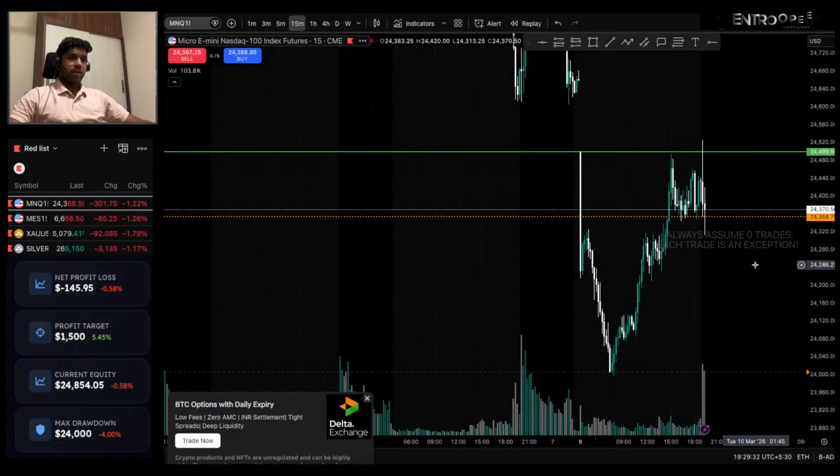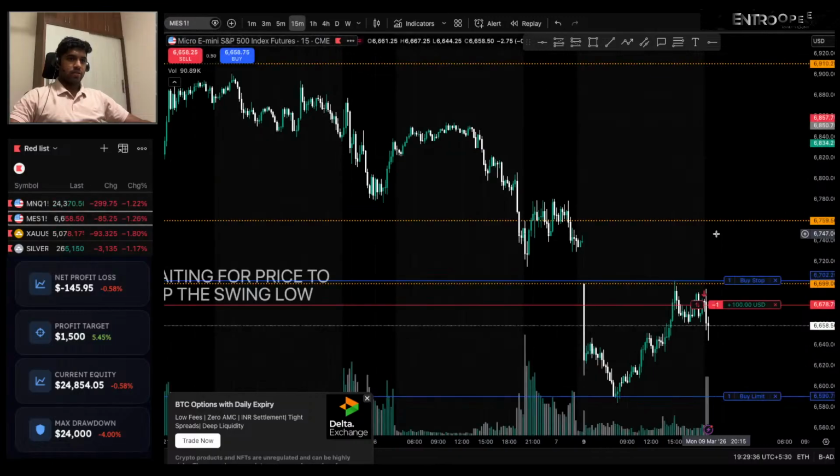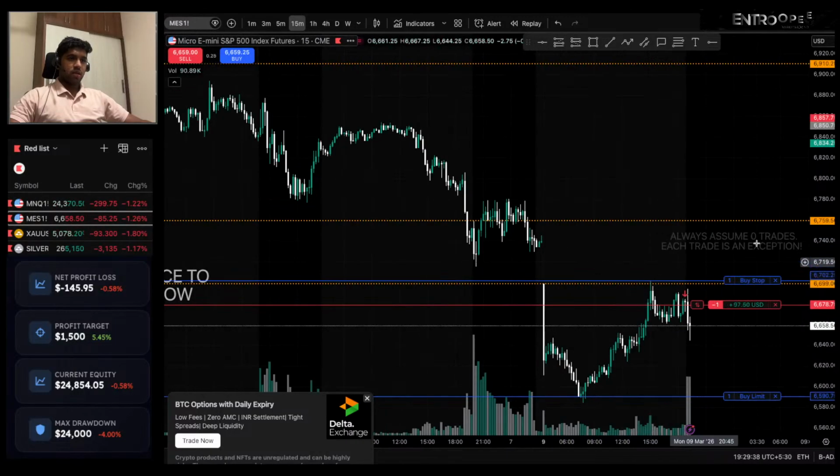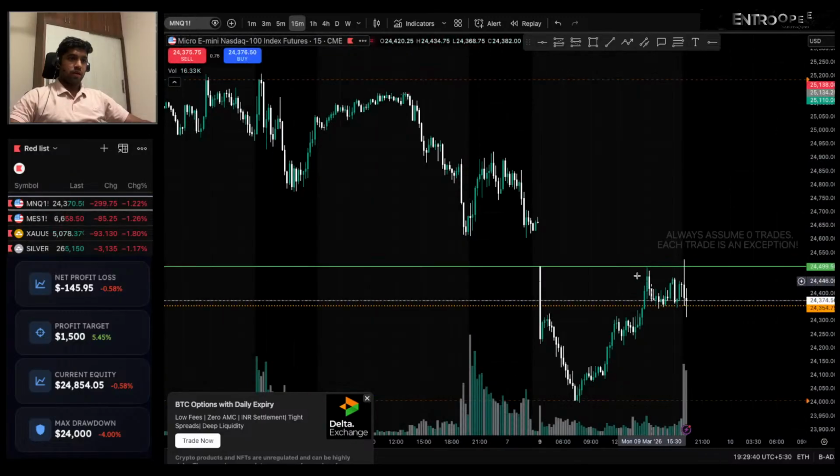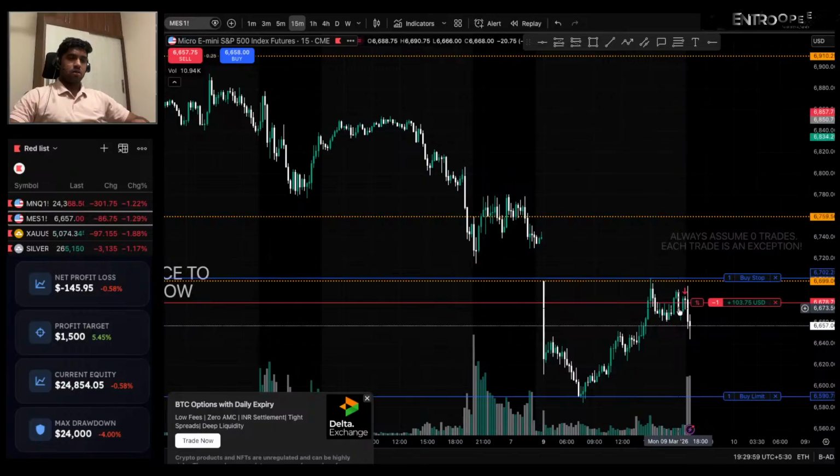A lot of people were trapped on this buy. This is SMT actually. If you look at MES, MES did not take out this high, but MNQ did take out this high again. So a lot of people got trapped again here. This is called smart money divergence. This happens when two correlated pairs like MNQ and MES show different signals. For example, when MNQ took this high, MES did not. MES did not have the strength to take out that high.